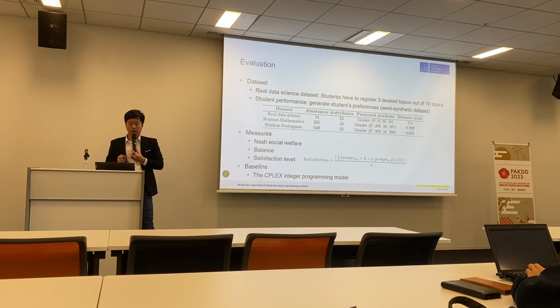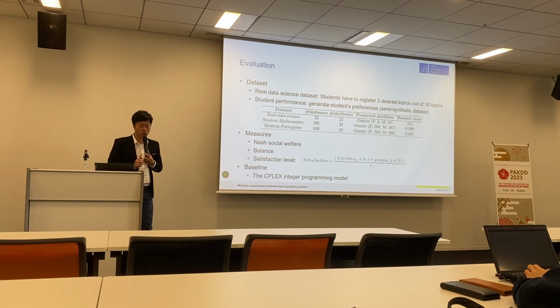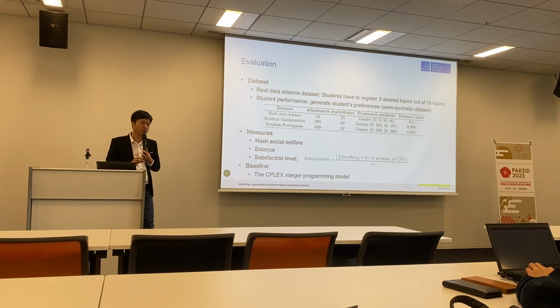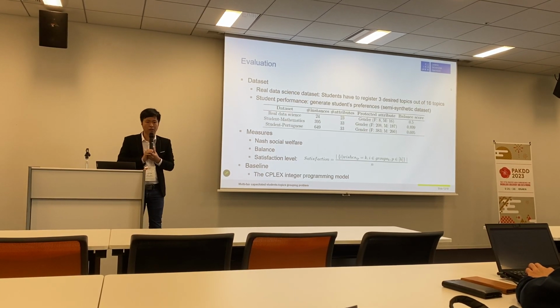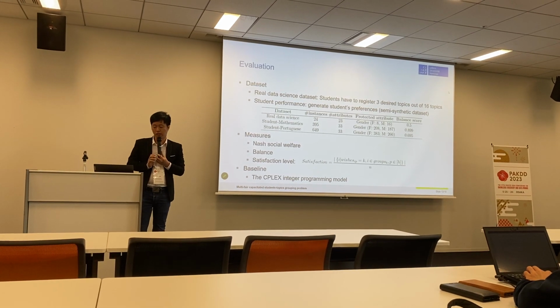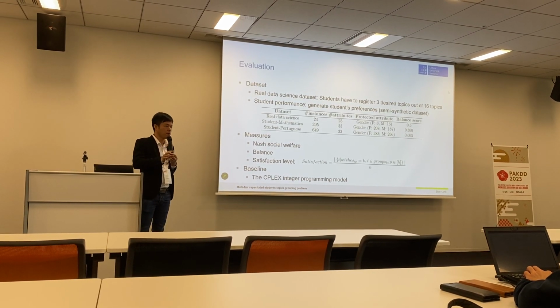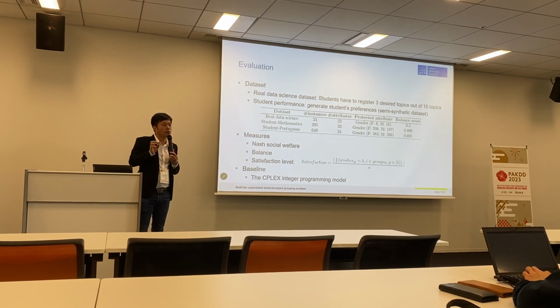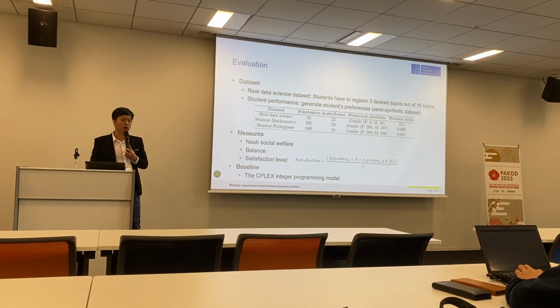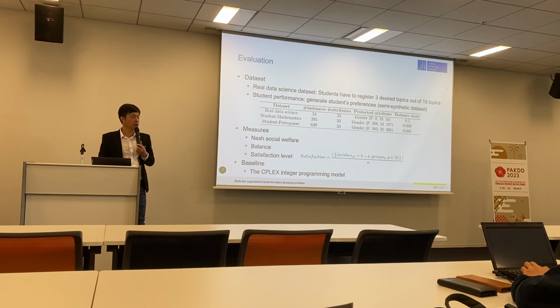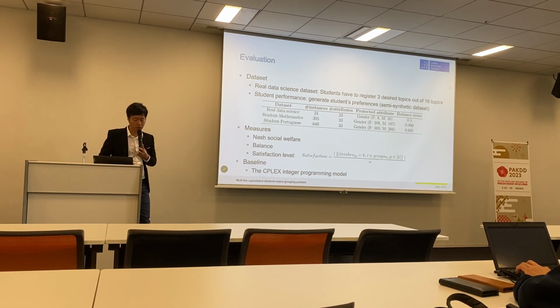For measures, we have 3 different measures. We report on the social welfare objective function, we report on the balance, and we report on the satisfaction level, which is the ratio of the number of students who are satisfied out of the number of students. And to compare with the baseline, we compare with the integer programming models.